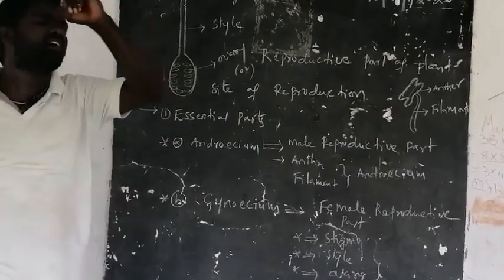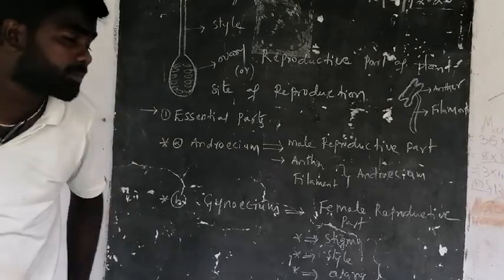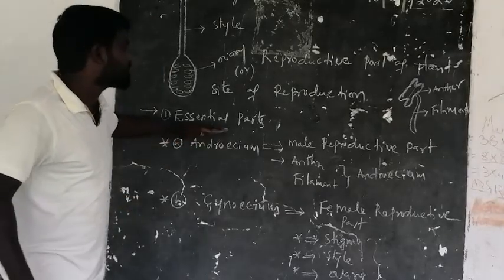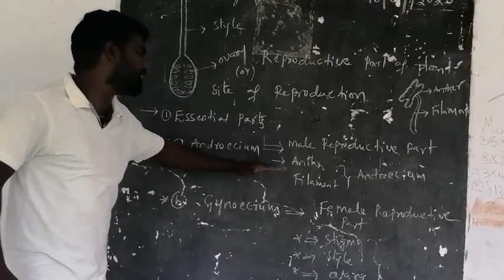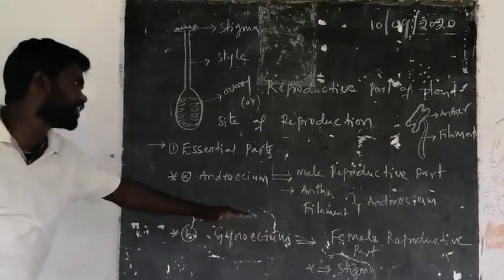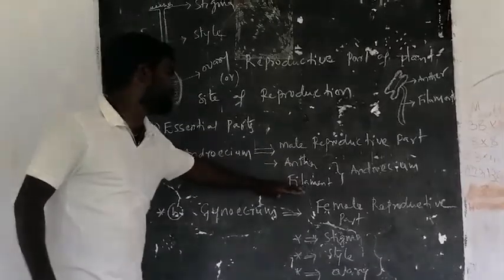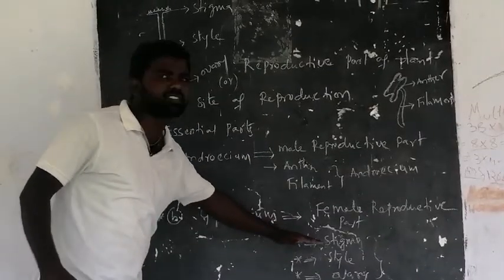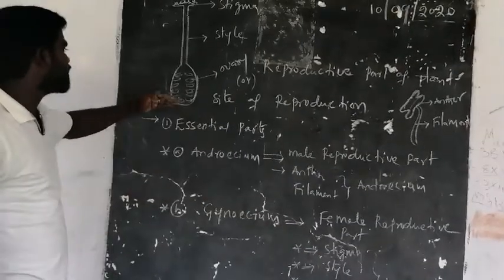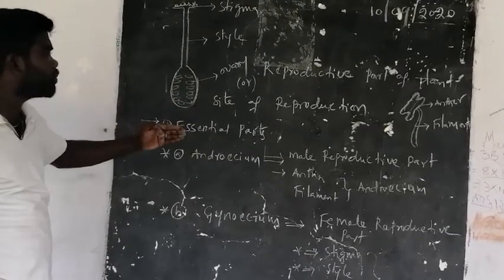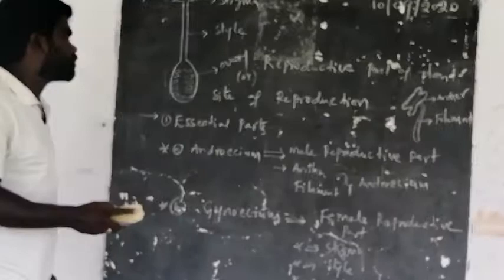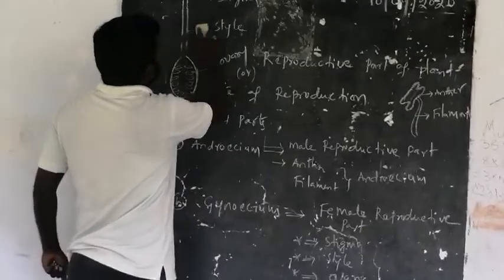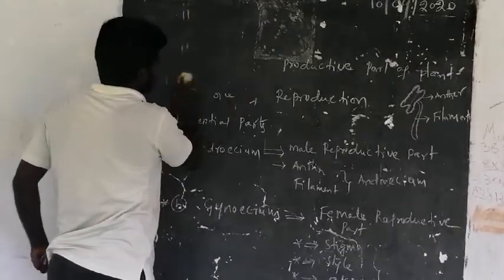And these are the main or essential parts of the flower: androecium and gynoecium. Androecium is the male part and gynoecium is the female part. Androecium consists of anther and filament, gynoecium consists of stigma, style, and ovary. These are the two main essential parts of the flower. Now, let us look at the non-essential parts of the flower.